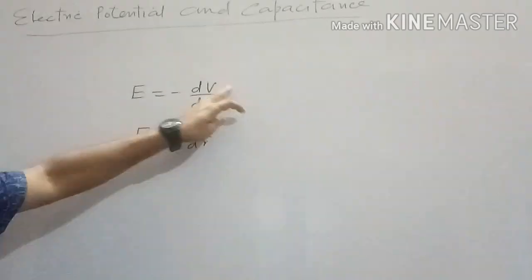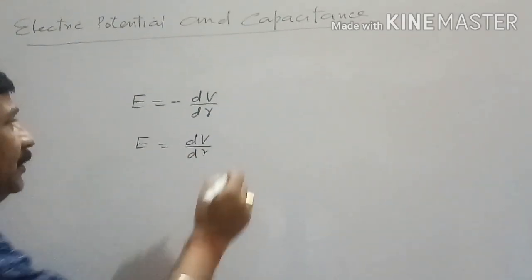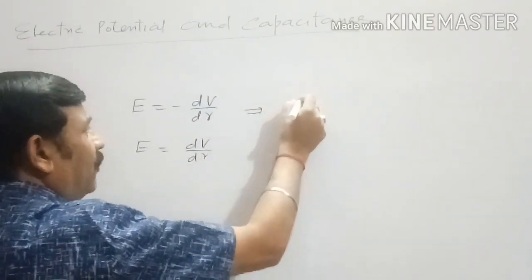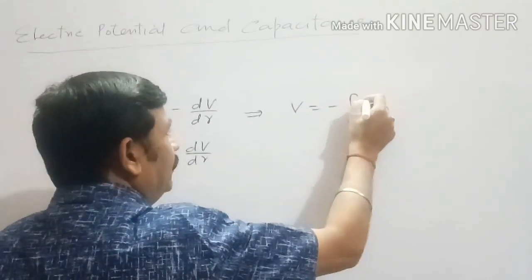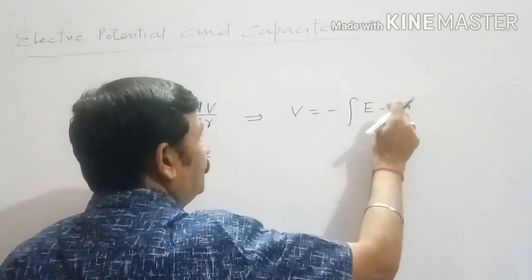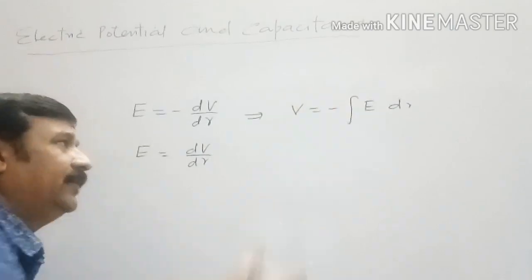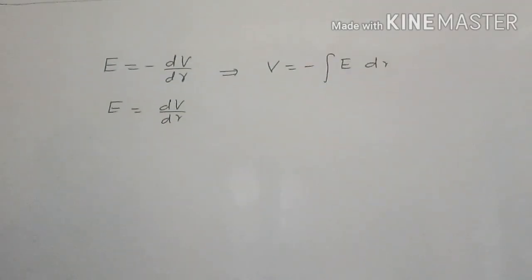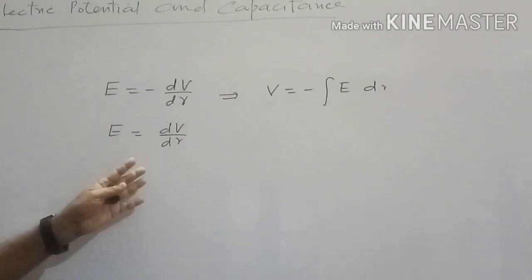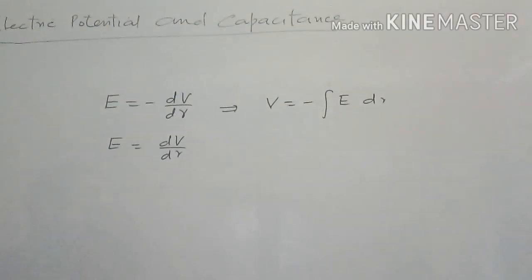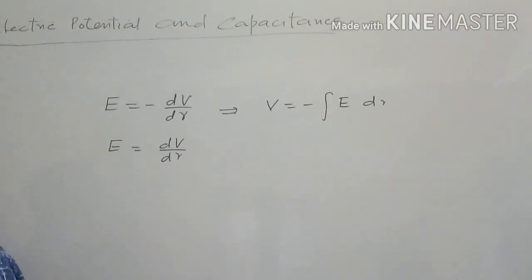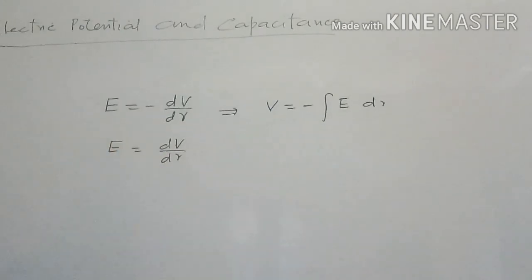These relations are the differentiation form of the relation between intensity and potential. If potential is known, we can find intensity. Similarly, in integration form, we say that V is equal to minus the integral of E dr. We discussed these topics in our last video lecture. These two steps will be used frequently when we discuss the sketch of equipotential surface, so please keep them in mind.